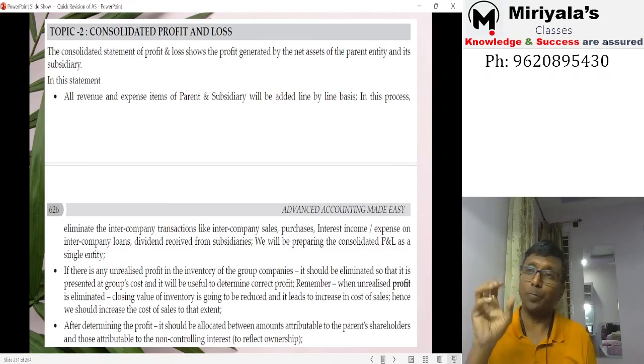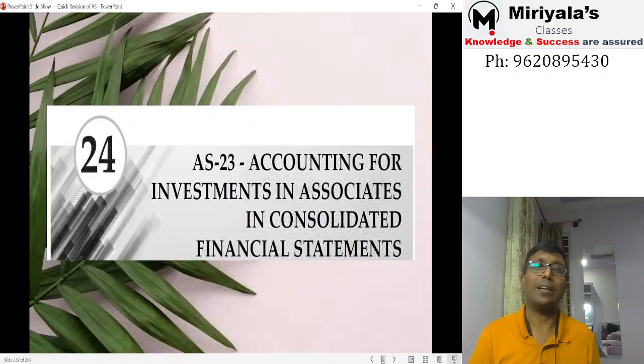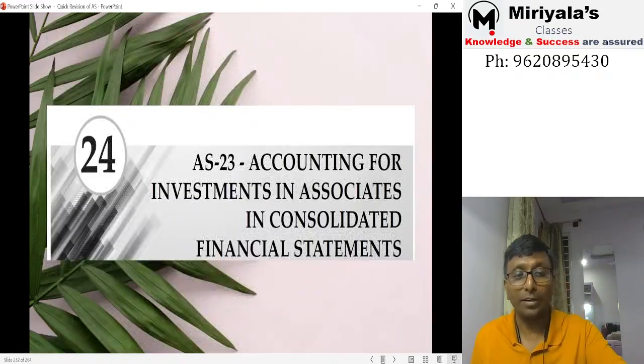Subsidiary profits go, remove it, then the remaining amount will be taken by the group company. Like that you are supposed to determine and calculate. That's all about accounting standard 21.